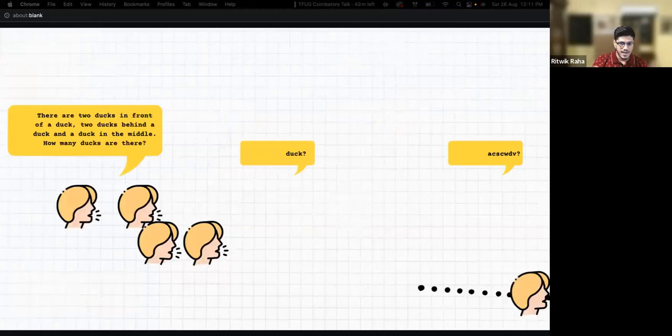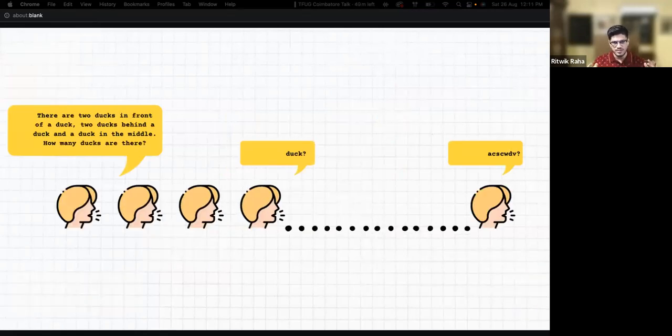But the catch here is, of course, the more friends, and in deep learning terms, the more layers you add to the line, the harder it gets to keep the original message intact. So if we add maybe 200 friends, the person at the very end who hears the message will probably not have even a semblance of what the original sentence was.